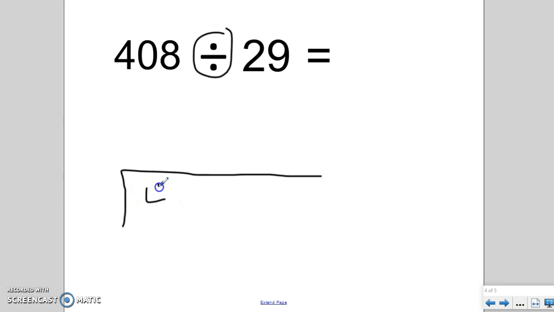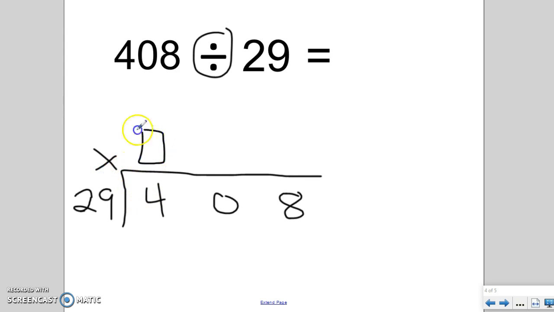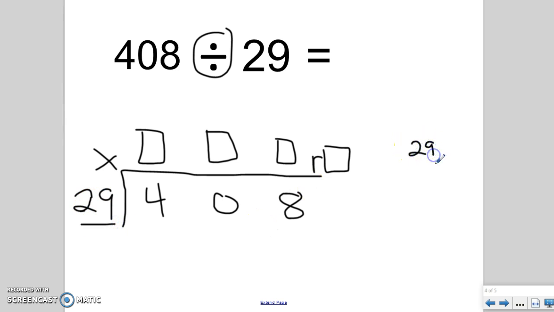And I have 408. I am going to exaggerate, divided by 29. And I'm going to set myself up for success. Multiplication man, digit box, digit box, digit box, and a place for my remainder box. And I'm going to start by using 5 and just seeing where that gets me. 29 times 5. Okay. 5 times 9 is 45. Carry the 4. And 2 times 5 is 10, plus 4 is 14.